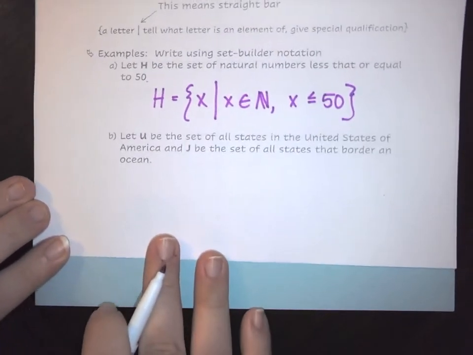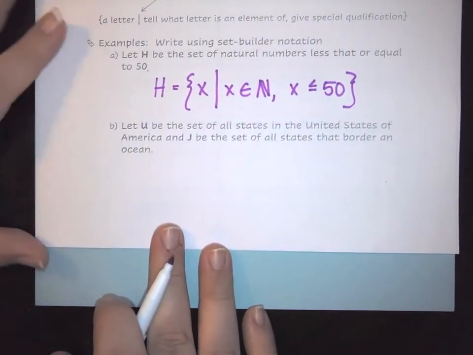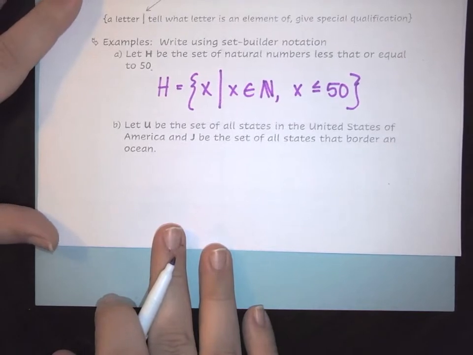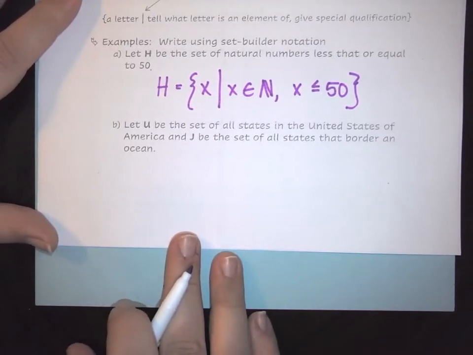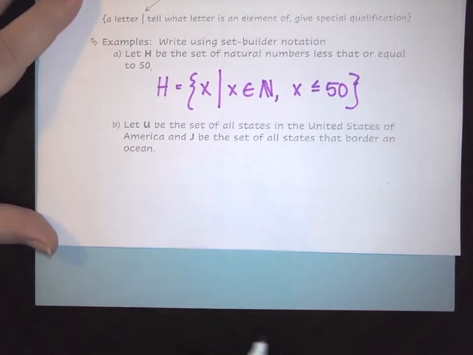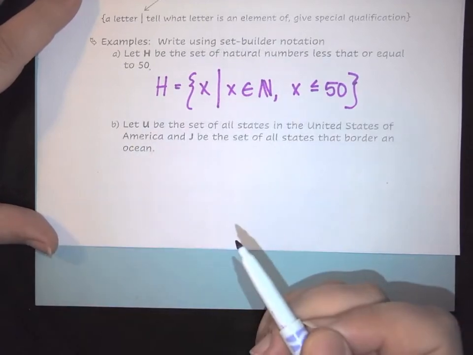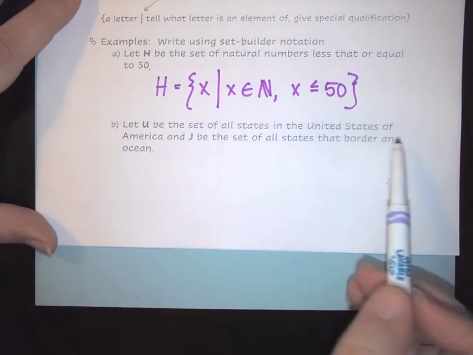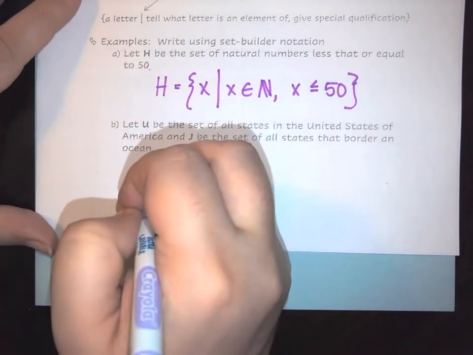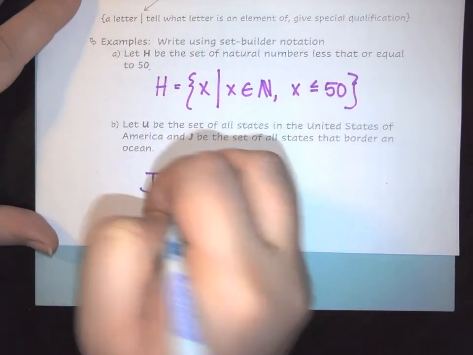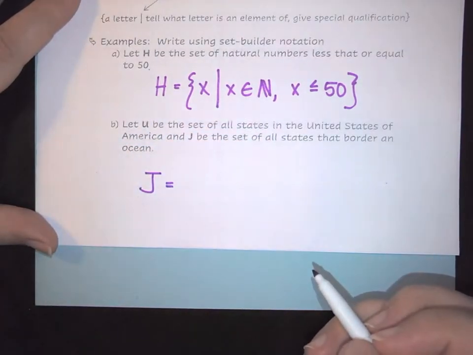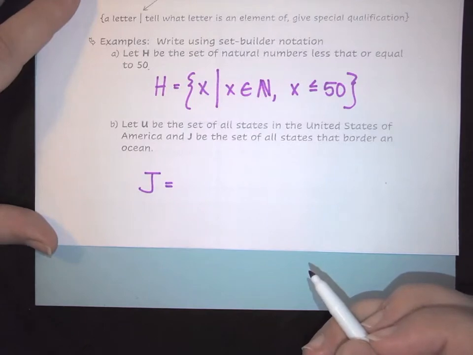Let's try another one. Let U be the set of all states in the United States of America, and J be the set of all states that border an ocean. So U would be like my universal set because we're looking at all states, but J is the set that I care about. J is the set of all states that border an ocean.